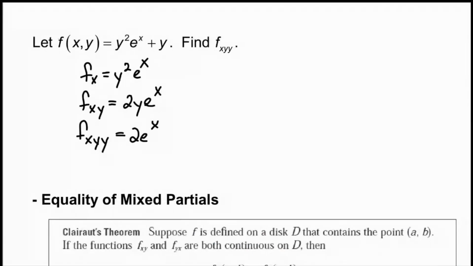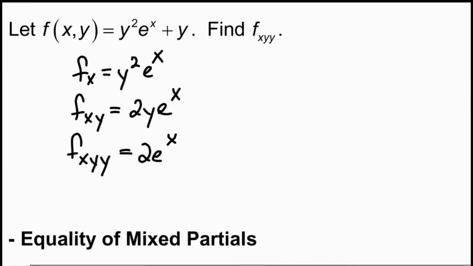Okay, so here's what you should have ended up with. You can see on the first derivative, we took the derivative with respect to x. Next derivative was with respect to y, and then with respect to y again. So we end up with 2e to the x.